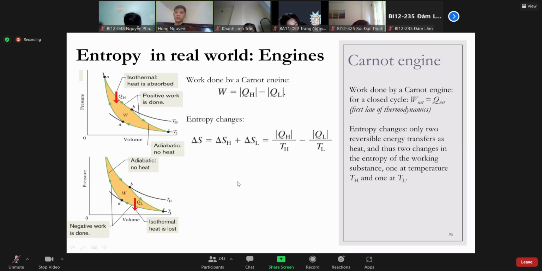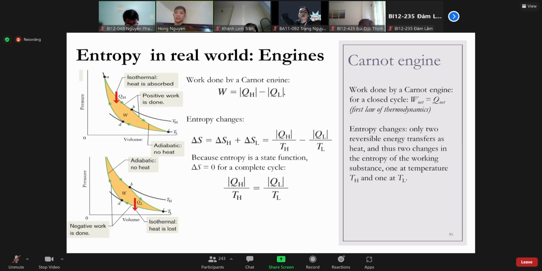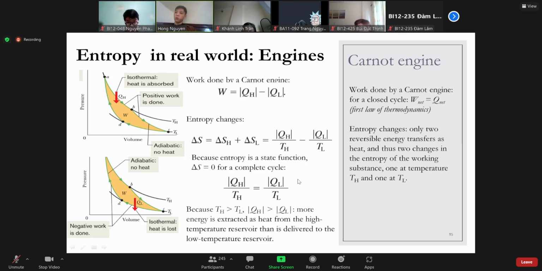You agree with me? And because for a complete cycle, we also have the change in entropy equals 0. Good. You agree with me here? Then we should rewrite it like this. But what do we see?